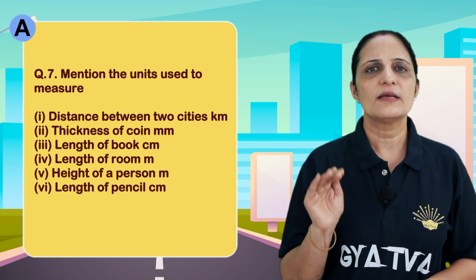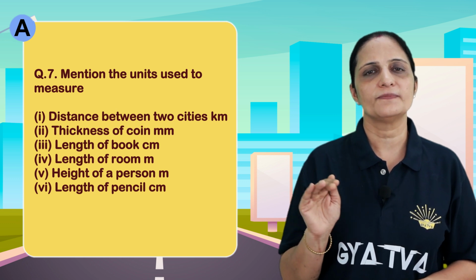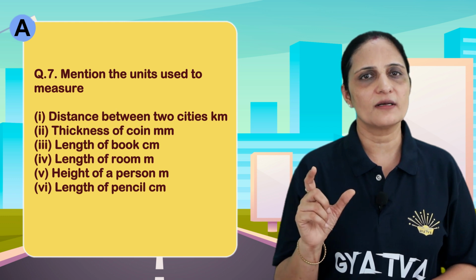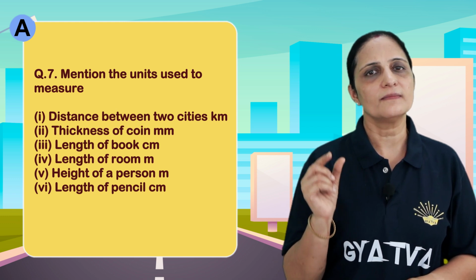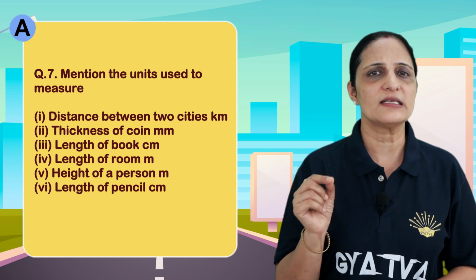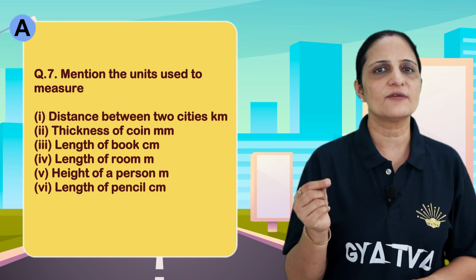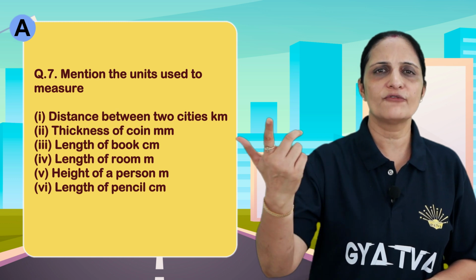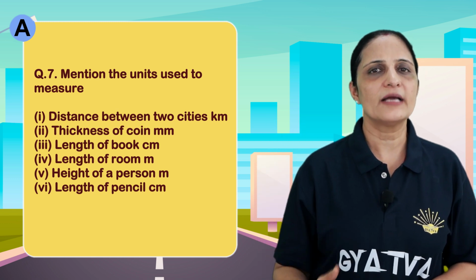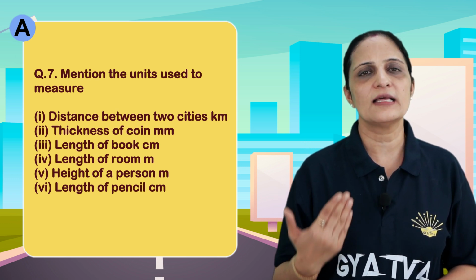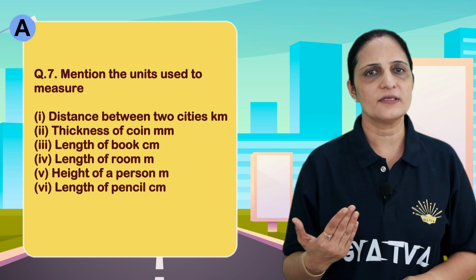Question number 7, mention the units used to measure distance between two cities. What is that? Kilometer. Thickness of the coin, millimeter, because it is very less, very small. Length of your book or your notebook, that would be centimeter. Length of your room, meter. Height of a person in centimeters or in meters. Length of a pencil, centimeters.